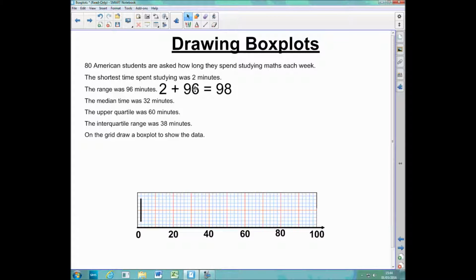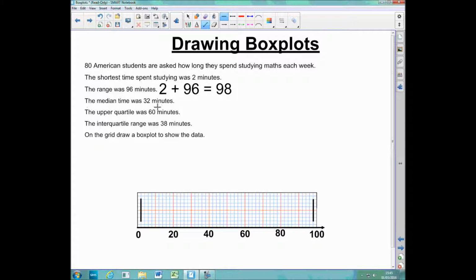Now, just remember that sometimes they could give you the maximum instead and the range, and in this case we would have to take the range away from the maximum to get the minimum. Okay, but firstly let's put 98 on our box plot. Just remember that these lines, it doesn't actually matter how tall they are. Okay, it just matters where they're positioned, so this one has to be at 98 to get the marks.